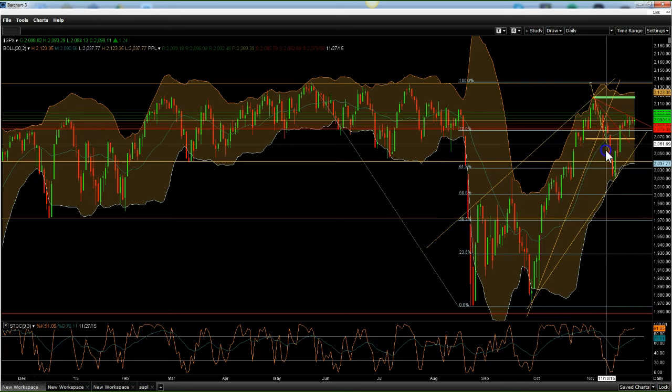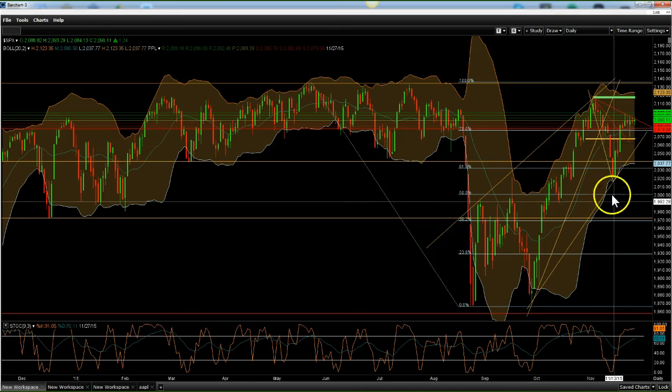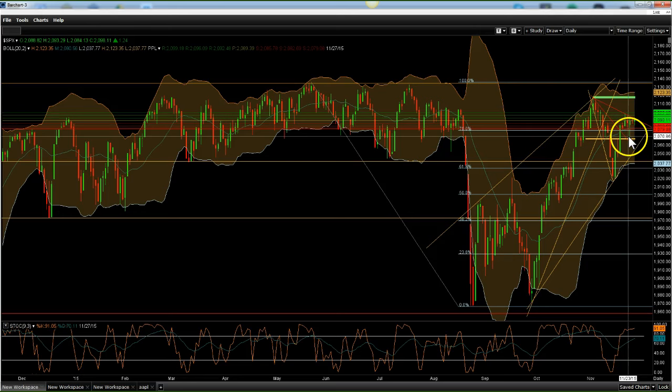Okay, sorry about all these lines and stuff. The bottom line is that it hit it and it just turned. So buyers here are good for almost 30 points if the market gets to 2100. That's 30 S&P points. Pretty damn good for a trade, right?